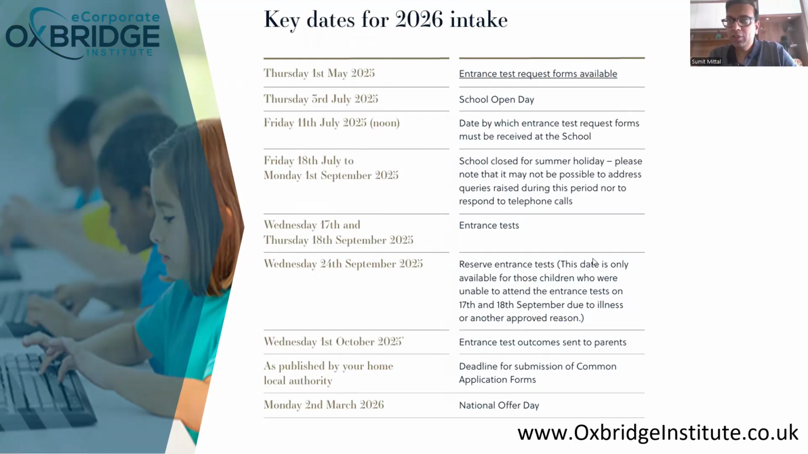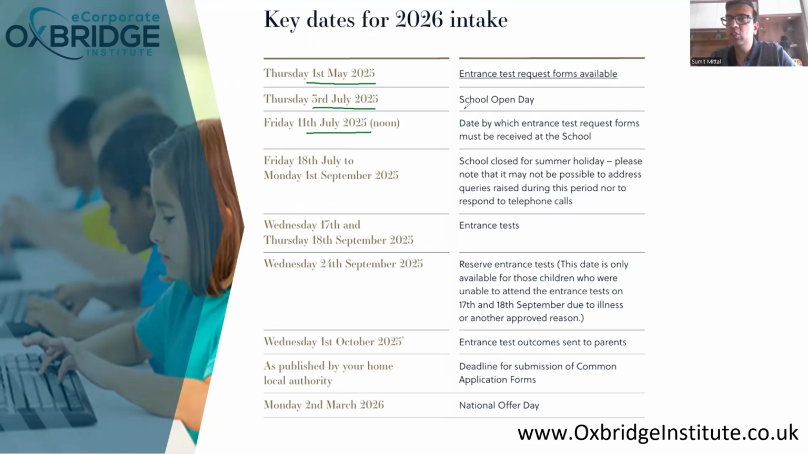Now, let's talk about some key dates. On this table, we have some key dates. The 1st of May 2025 is when the entrance form request opened up. You had to fill this entrance form if you were planning to take the QE exam that year. The 11th of July is when the form needed to be filled, so you had about 2.5 months to fill up this form.